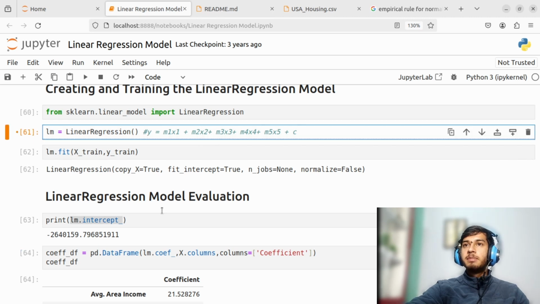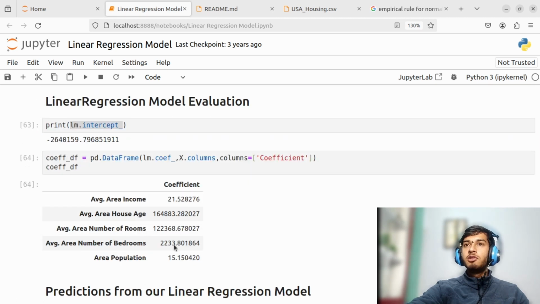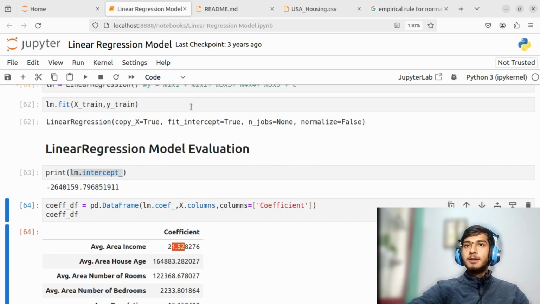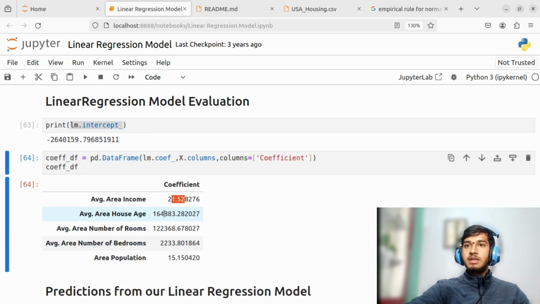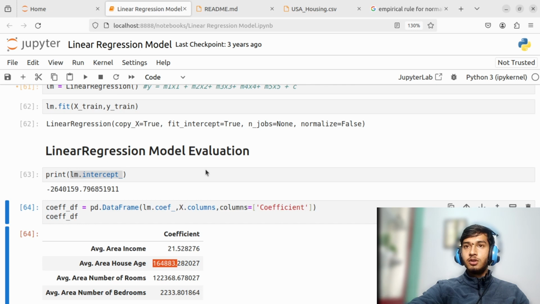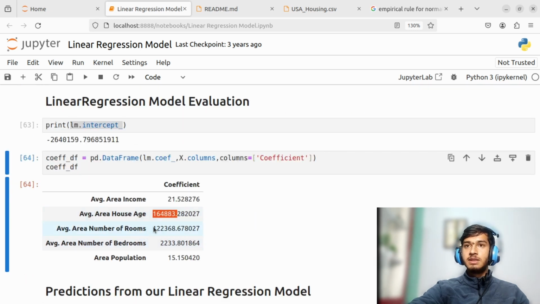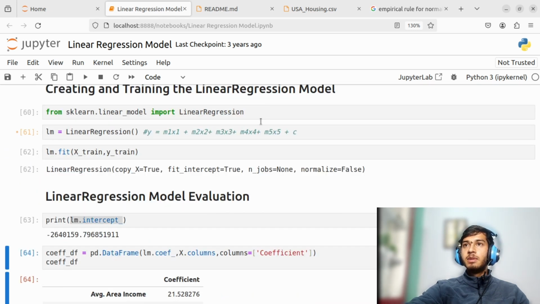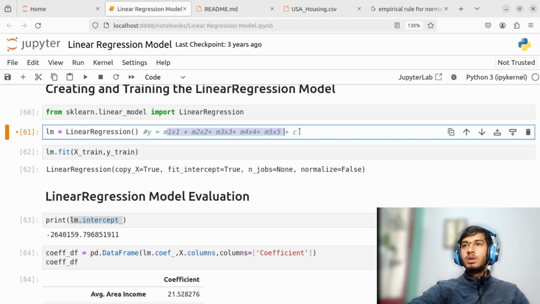So this value will be replaced by that, and m1 will be replaced with this 21, m2 with this value, m3 with this value, and similarly for 4 and 5. C will be replaced with this value, and your equation will be completed. After the calculation you will get a value that will be your price for that input. So this is how linear regression works.